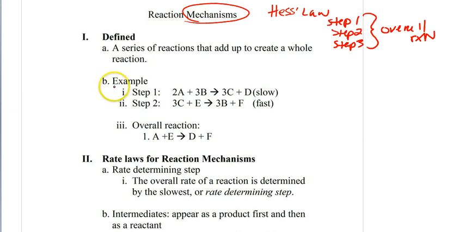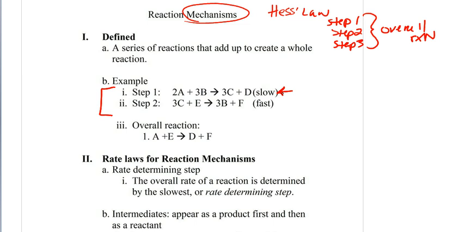So for example here, I'm showing you a mechanism. So here it's showing you step 1 and step 2. I'm also showing you the slow step and the fast step. Now that means something. If we tell you there's a slow step and a fast step, there's definitely something behind that. And so we will see the importance of the slow step in just a moment.